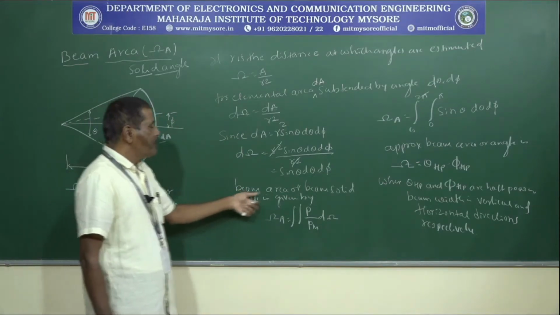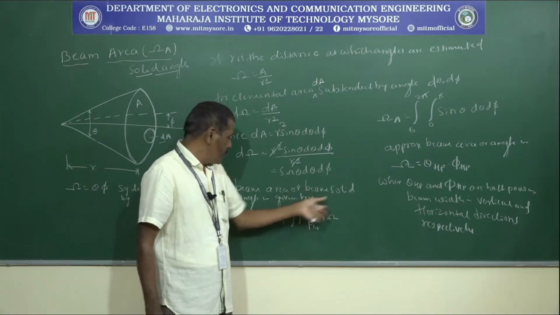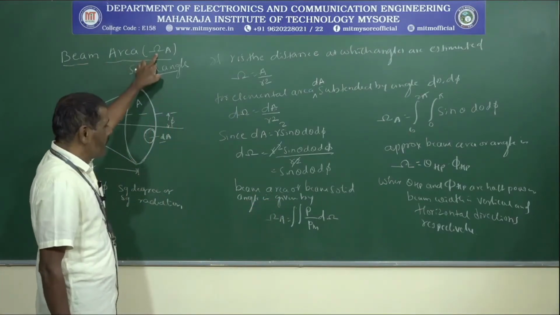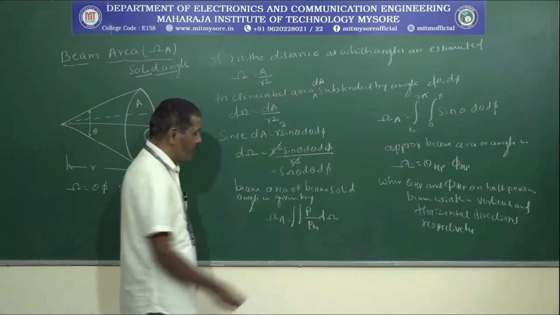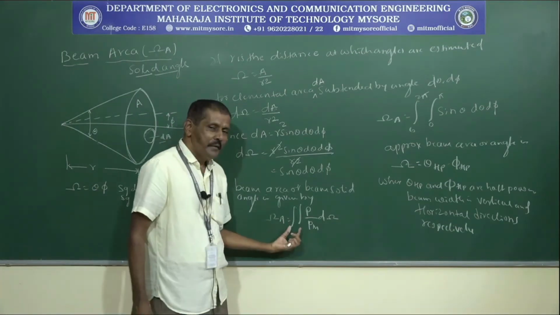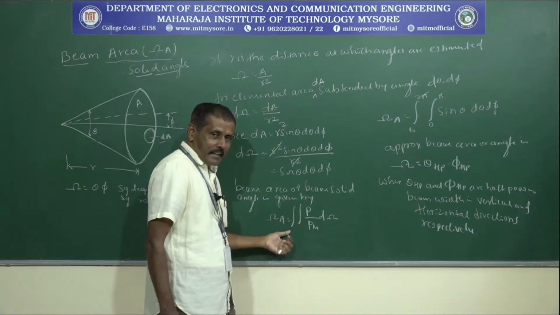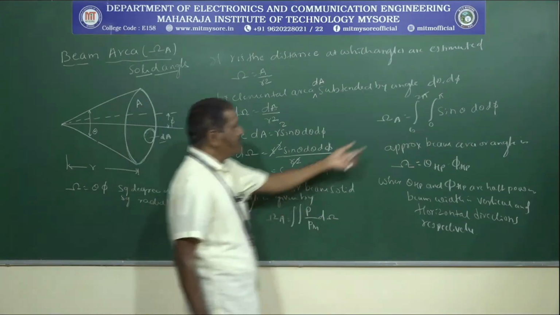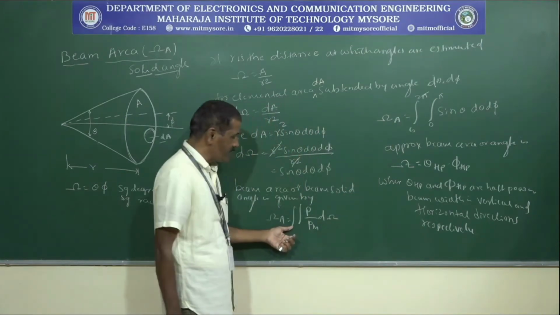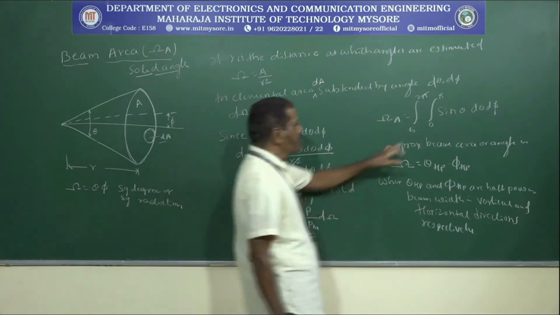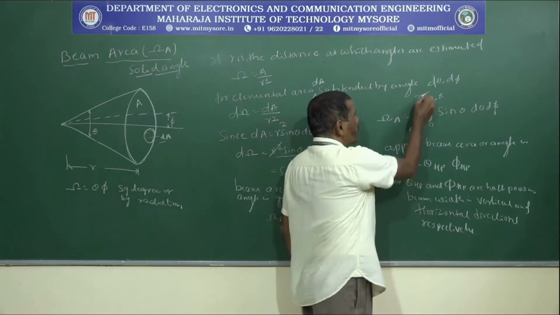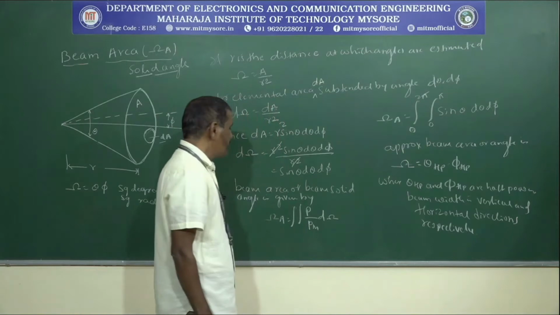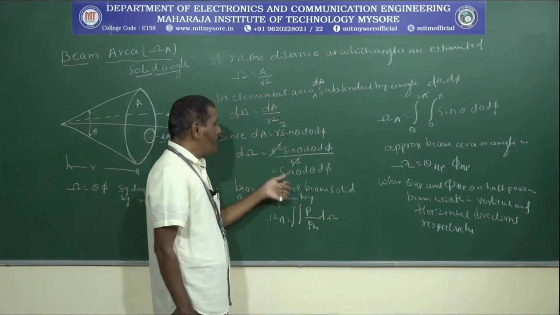Then the beam area or beam solid angle is given by omega A equals the double integration of P divided by Pm into d omega. So you can write it as, whatever this integration is, apply the limits 0 to 2 pi and 0 to pi of sin theta d theta and d phi, because d omega is equal to sin theta d theta and d phi.